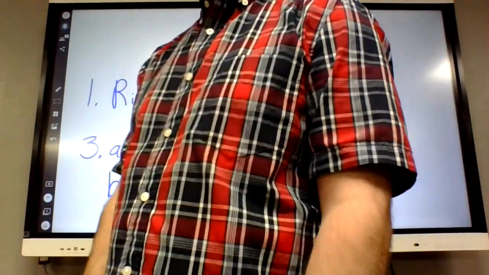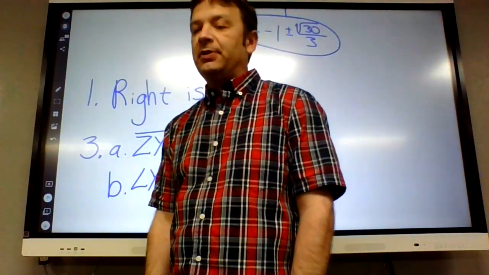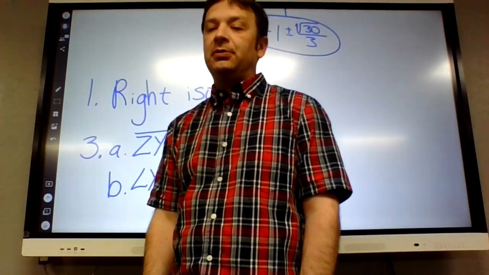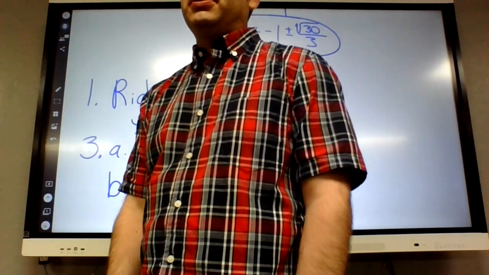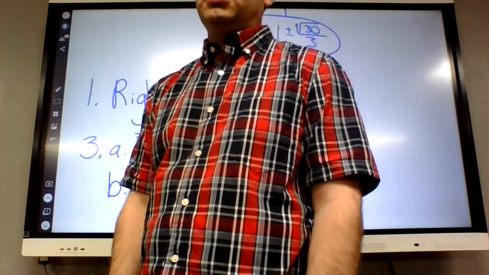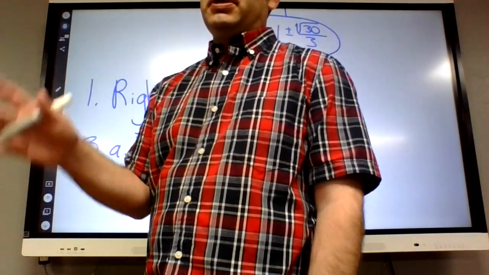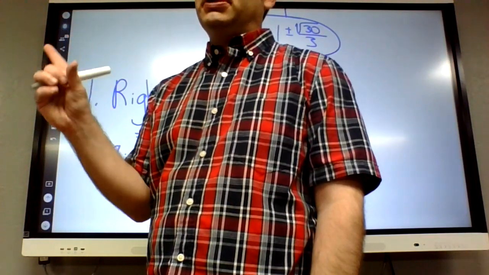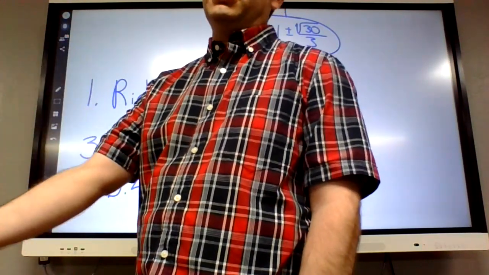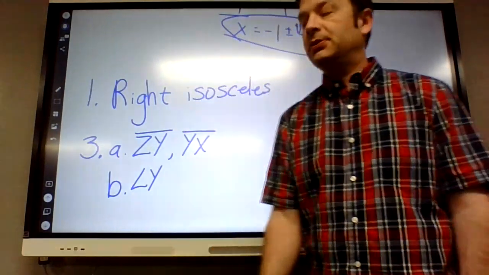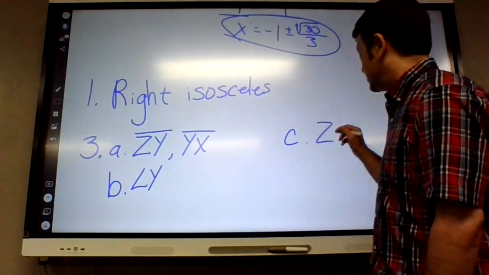And then C, the base, that would be on an isosceles triangle. So what's the base on number 1? YX. No. Z. The two equal sides are called the legs. The base is the other, not equal side on an isosceles. So yeah, that would be ZX.